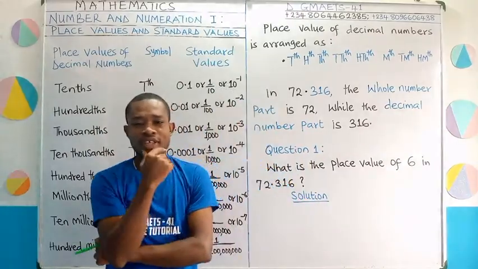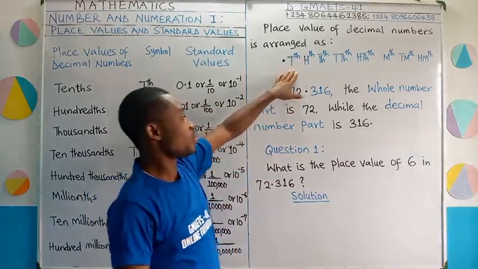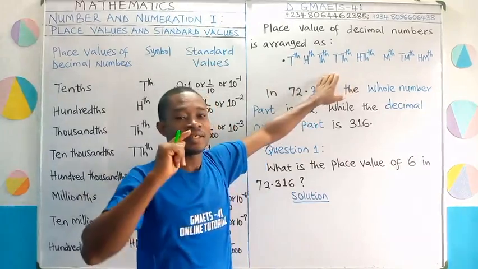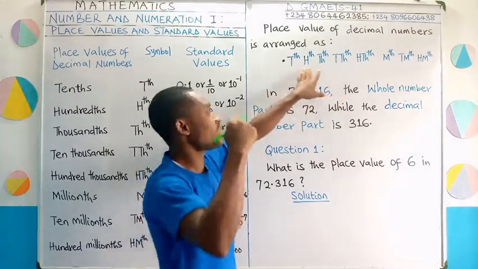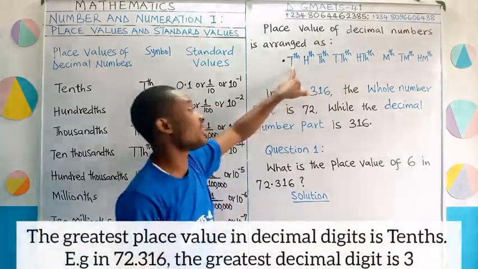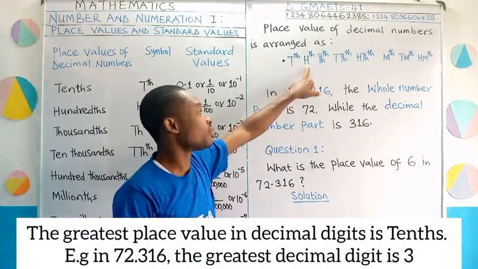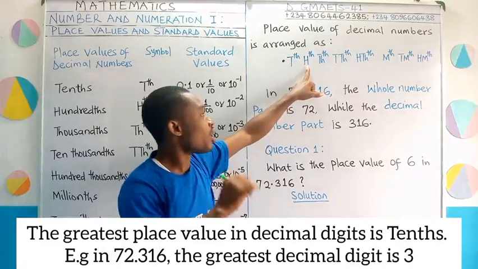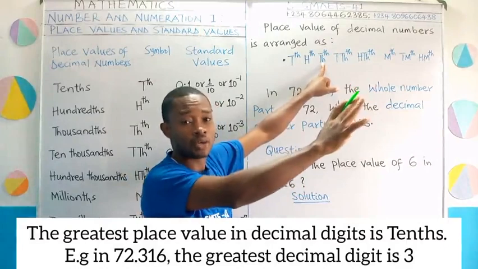Now let me tell you something very important. Please put it down. You see these place values, right? The greatest, the biggest, the highest place value in decimal digits is tens. Any number under tens is greater than a number under hundreds. A number under hundreds is greater than a number under thousands, in that order.